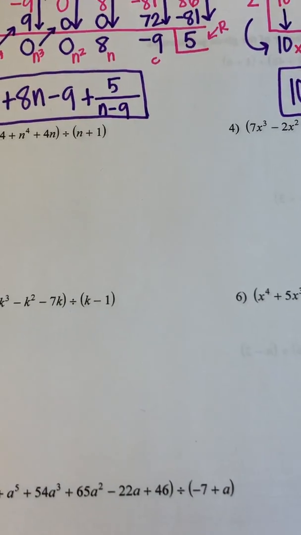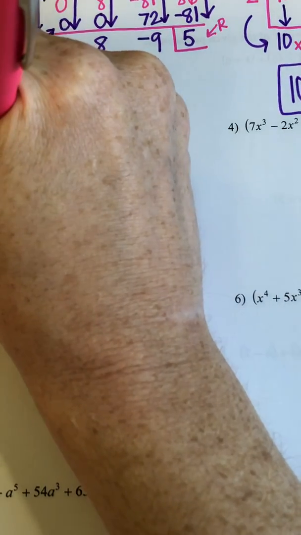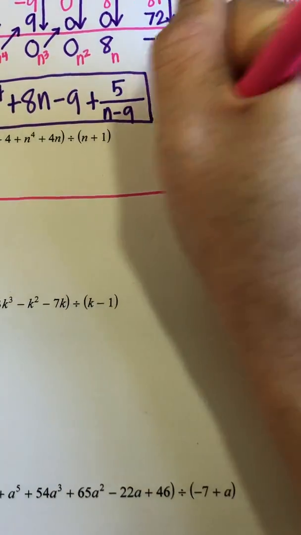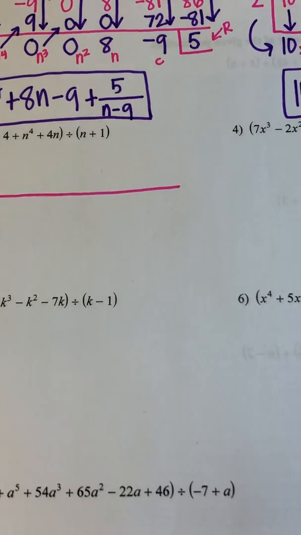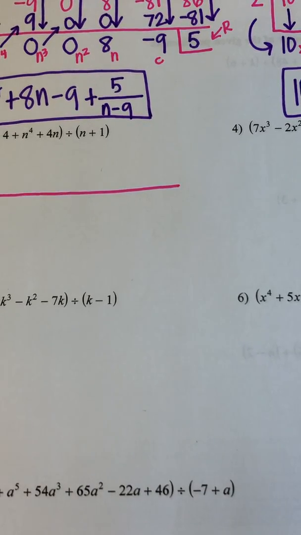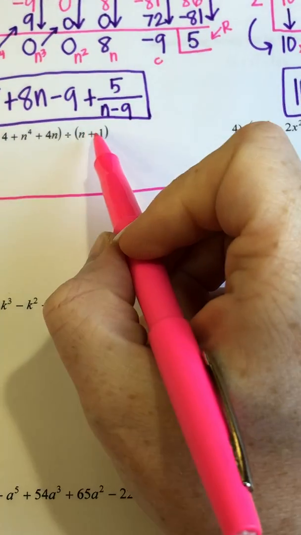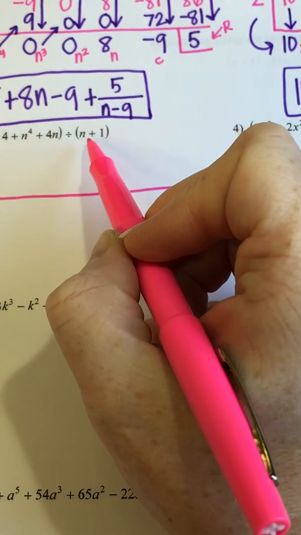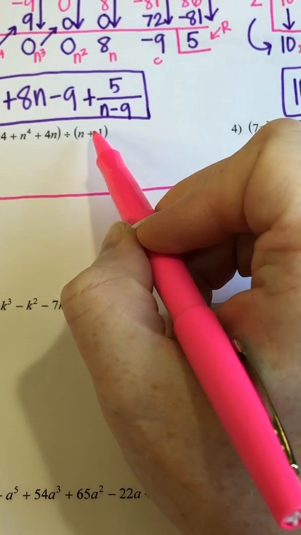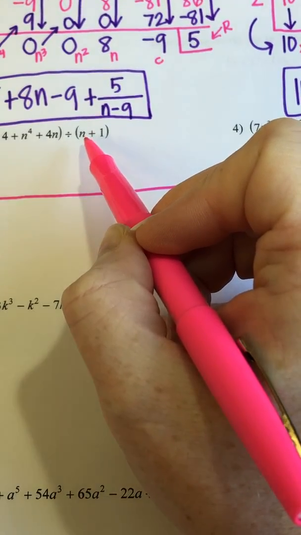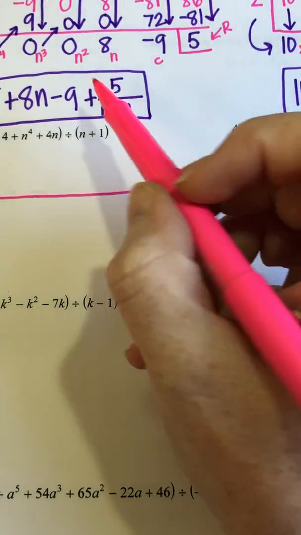All right, here we go. Number 3. I'm going to set up my upside down division bar. What number will I put on the outside? -1. Okay, I don't always have to show that step right here. If you can look at that and very easily pick out what's going to go out there, I'm fine if you don't show that.